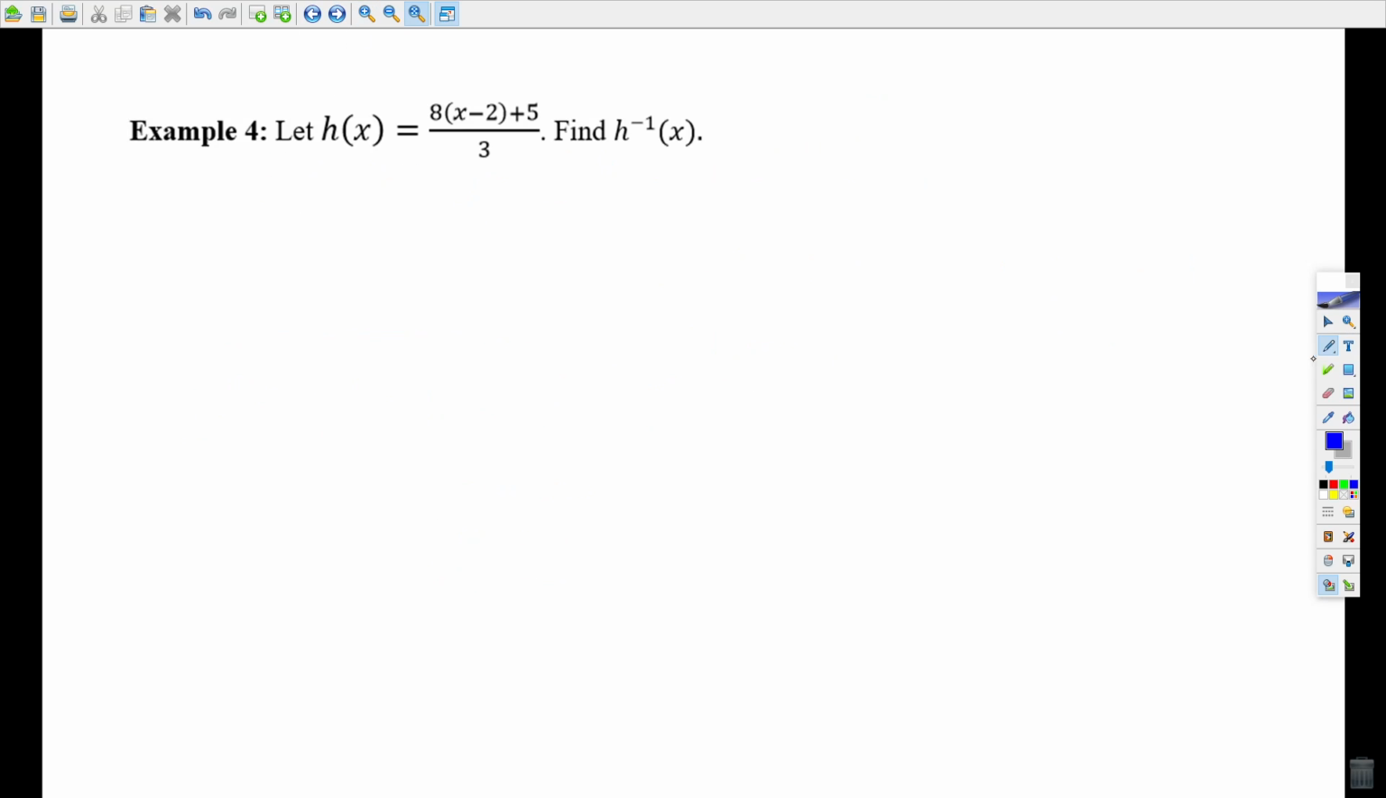All right, let's do a little bit more of a complicated one. Now we're just going to practice finding the inverse. So whenever you read this, don't get freaked out, right? You have this big equation here. It says find h inverse of x. That's what this is saying. So we'll do what we did before. Change this to y.